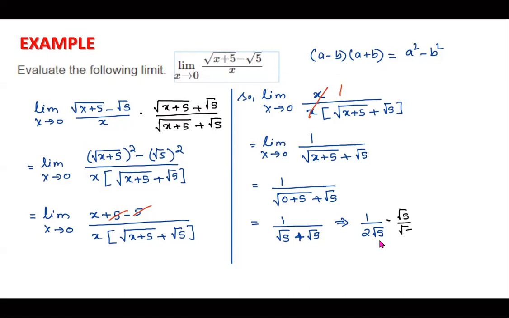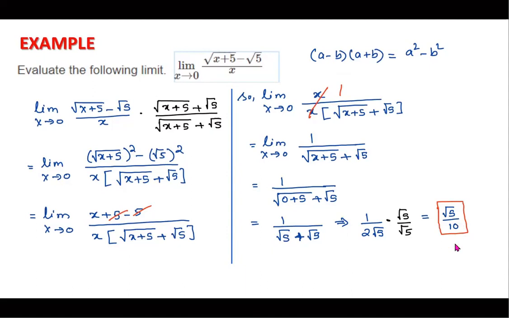So if you multiply both numerator and denominator by the square root of 5, you get two fractions multiplying. We multiply numerator with numerator: 1 times the square root of 5 is the square root of 5. And then in the denominator, the square root of 5 times the square root of 5 is 5, times 2 is 10. So when x approaches 0 and we find the limit of this one, we get the square root of 5 over 10.